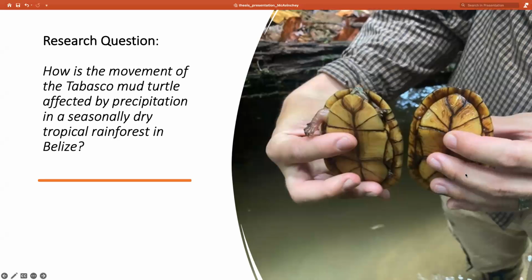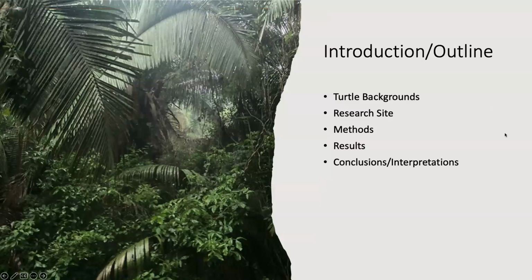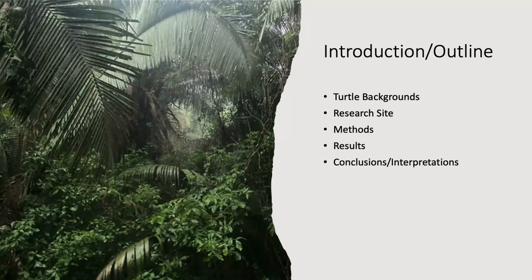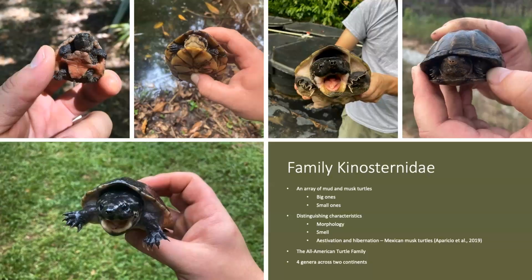Starting with my research question, I was interested in looking at how the movement of the Tabasco mud turtle is affected by precipitation in a seasonally dry tropical rainforest in Belize. A quick roadmap for the talk. I'll go over some biology and taxonomy of turtles, talk about my research site, go over my methodology, discuss some of my results, and talk about my conclusions and interpretations.